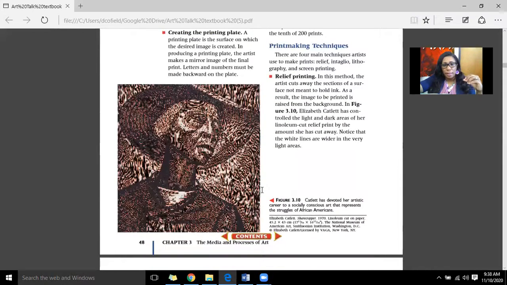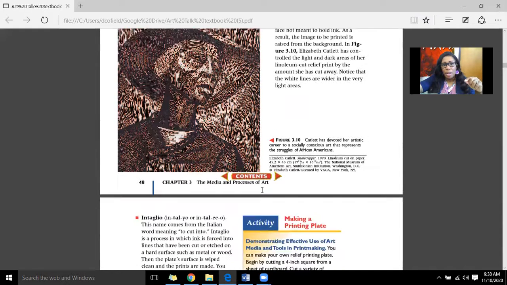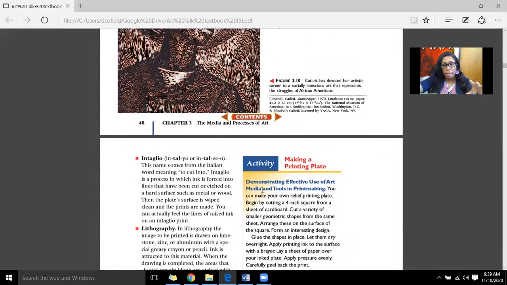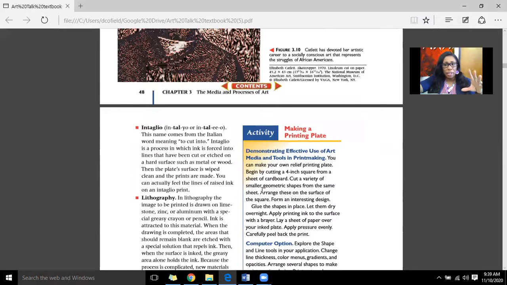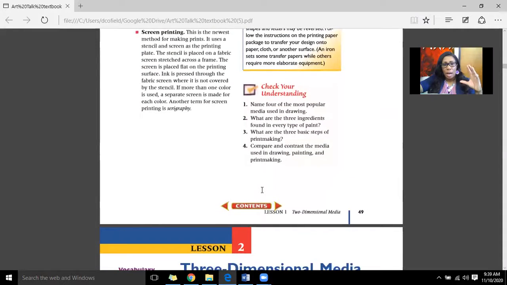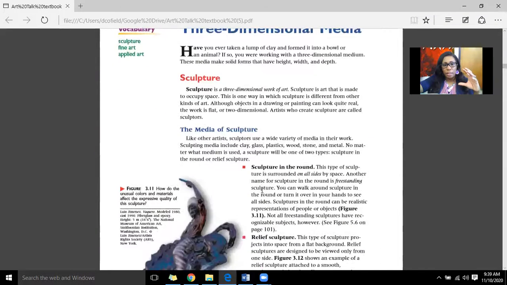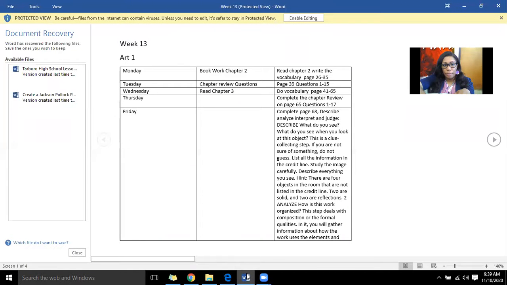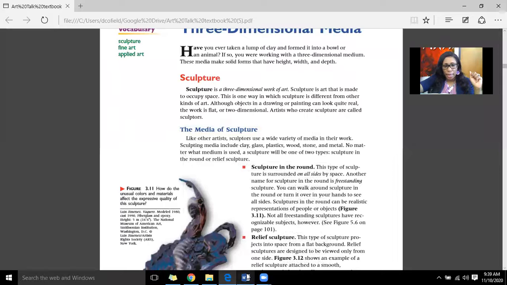This is the relief process here. This method here, Elizabeth Catlett. If you look this picture up online, it looks so much better than what you see here in the book, but it looks really beautiful. Elizabeth Catlett was an African American artist, and she did this piece called The Sharecropper in 1970. These are the processes you need to know: intaglio, lithography, screen print. And these are checking your understanding questions. You'll get to that later, but the main thing I want you to do today for these chapters is to write the vocabulary for chapter 3.